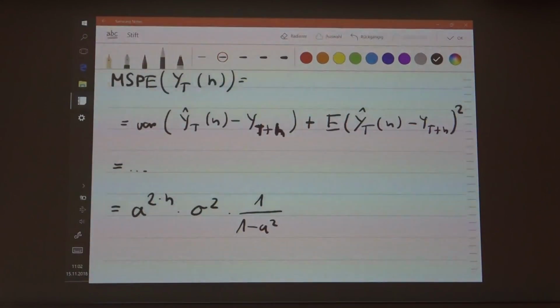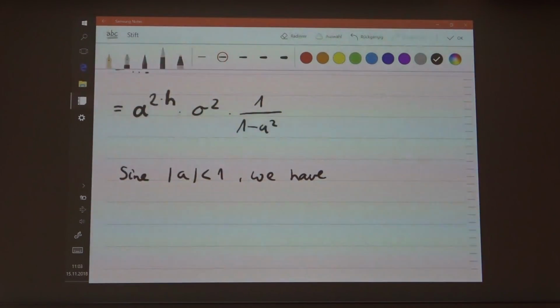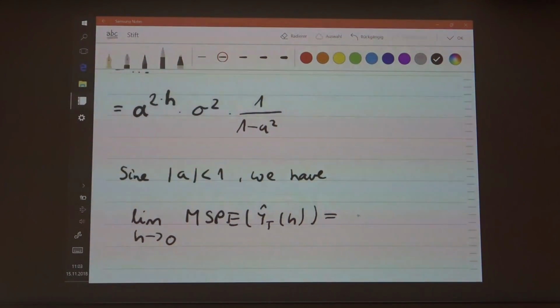As you can see, the mean squared prediction error, or the variance of the process, converges to 0 as h grows. Since the absolute value of a is less than 1, the limit of the mean squared prediction error of the forecast converges to 0. This means the forecast converges in probability to the expectation as a consequence.